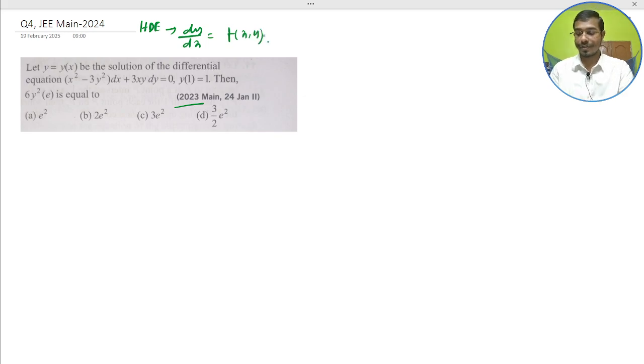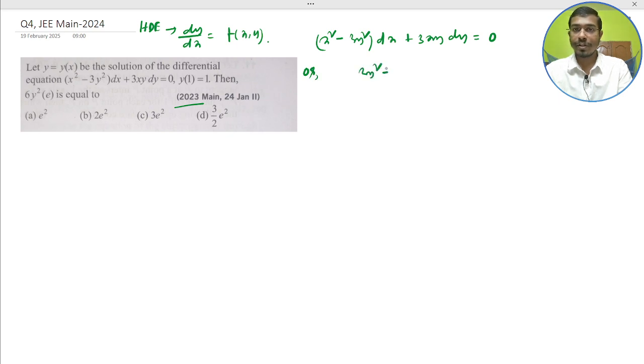First rewrite this equation. The given differential equation is (x square minus 3y square) dx plus 3xy dy equal to 0. Rewrite it as dy/dx equal to (3y square minus x square) divided by 3xy. This is equation number 1, homogeneous in type.